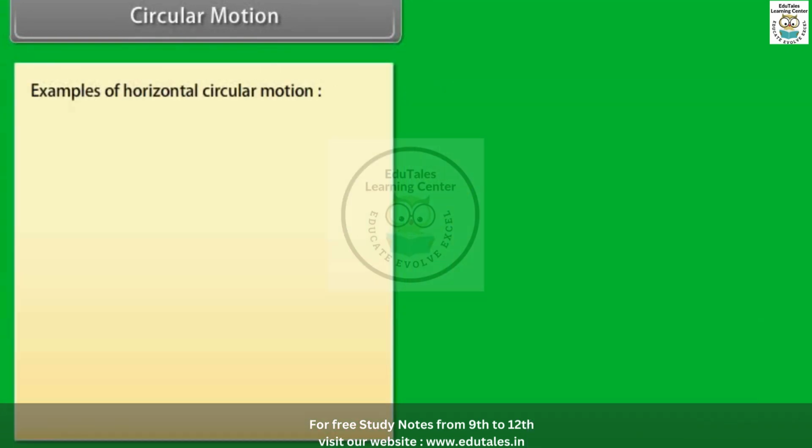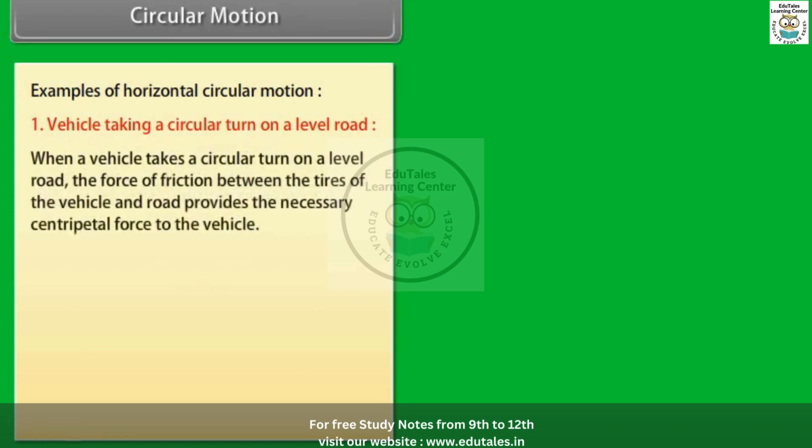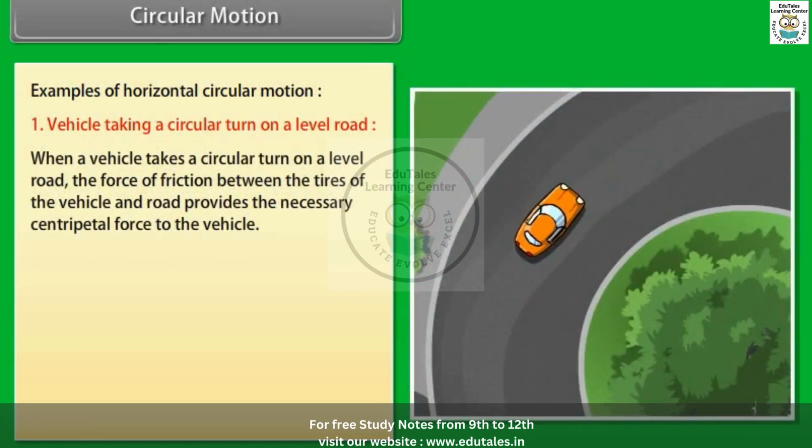Some examples of horizontal circular motion are: Number 1. Vehicle taking a circular turn on a level road. When a vehicle takes a circular turn on a level road, the force of friction between the tires of the vehicle and road provides the necessary centripetal force to the vehicle.